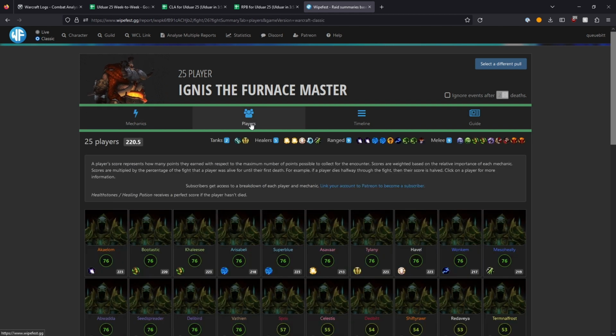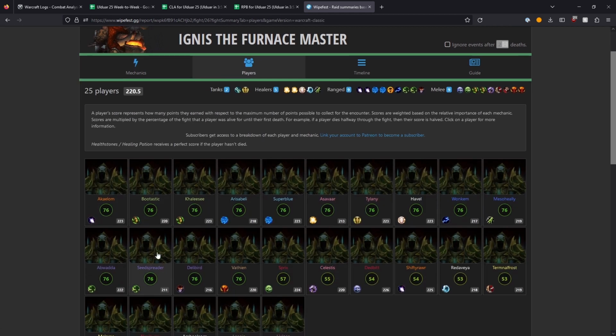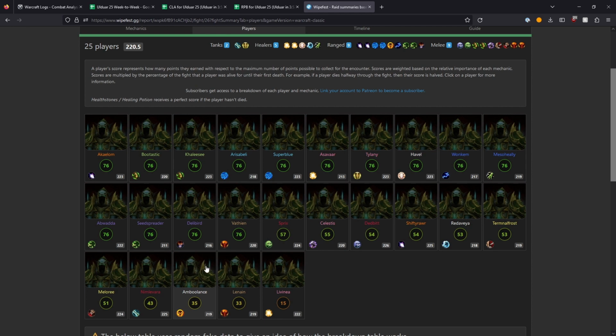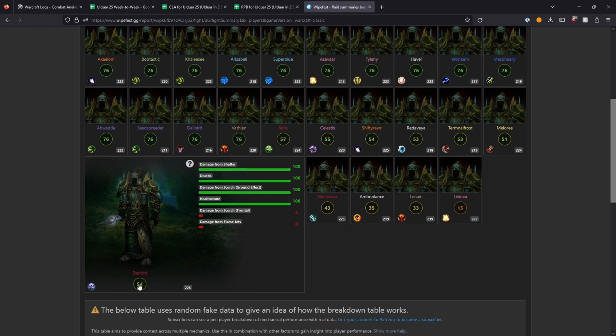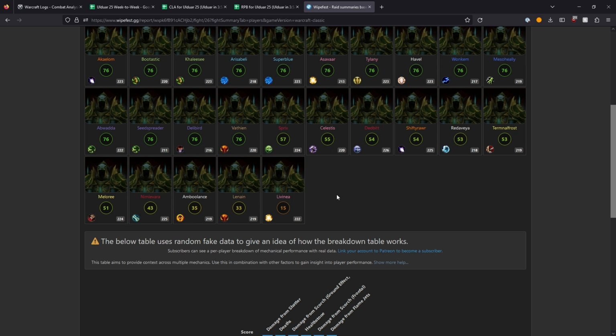And then there's a similar thing for players. It scores everyone not based on damage, but based on how well you're doing the mechanics. And if you click on yourself, it goes through. So it's fussing at me about taking scorch damage from the front, and I'm being fussed at about taking flame jet damage. Actually, no, there's no flame jet damage. So it's just another tool. I don't think it's going to be our biggest tool by any means. It's just something we're going to be taking a look at. And this is something that anyone can pull up as long as you have the URL of a log you want to take a look at.